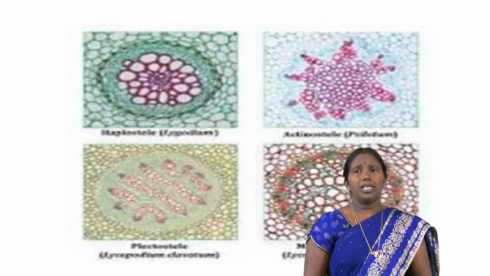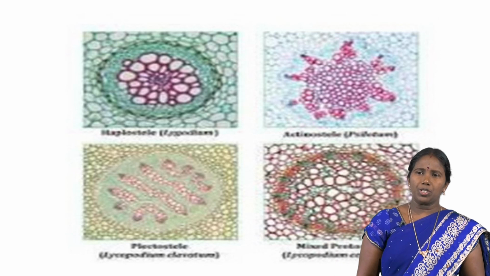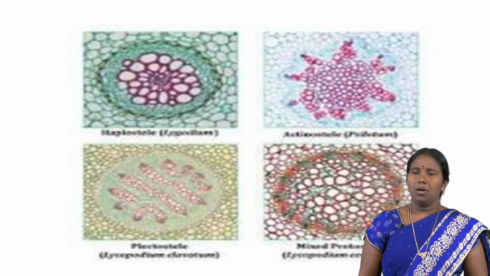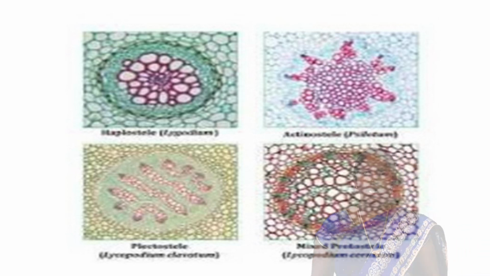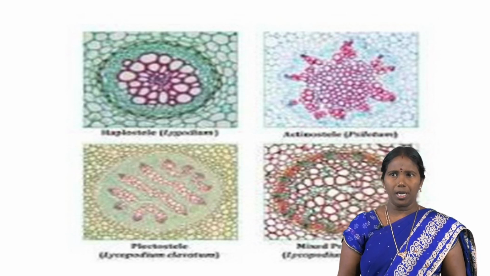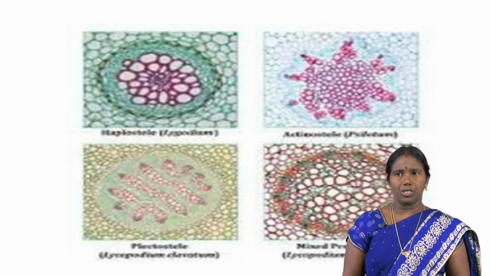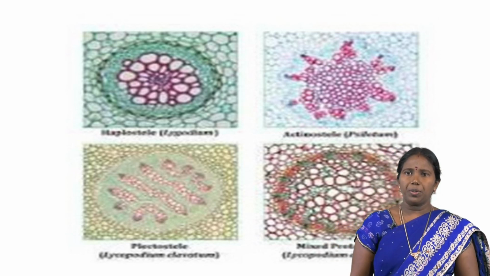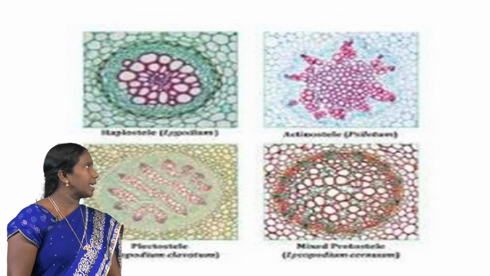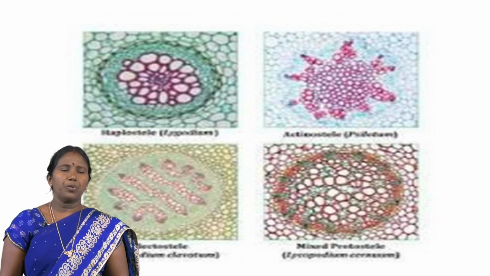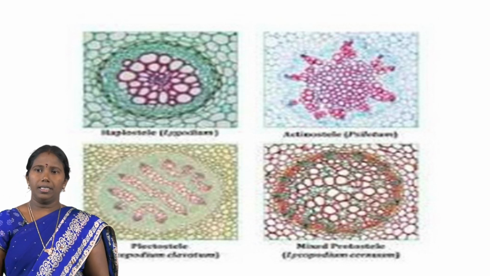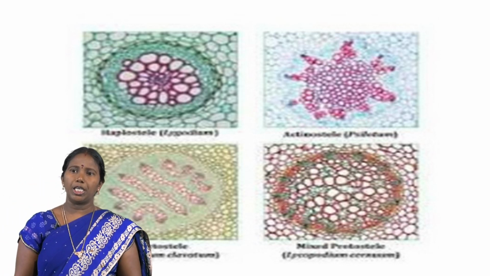This slide shows different types of steles: plectostele, actinostele, protostele and mixed protostele. Protostele: primary xylem and phloem, xylem surrounded by phloem. Actinostele: xylem star-shaped, phloem between arms of xylem. Plectostele: xylem in the form of plate-like structures. And mixed protostele: xylem and phloem uniformly distributed in transverse section, for example, Lycopodium cernuum.